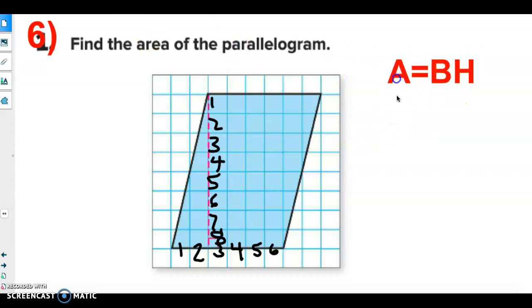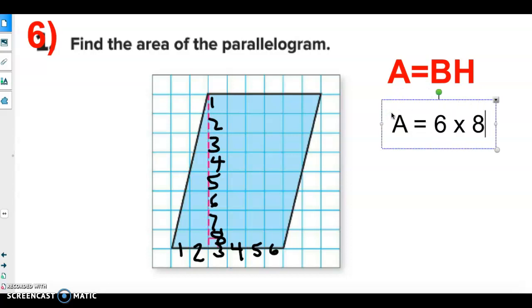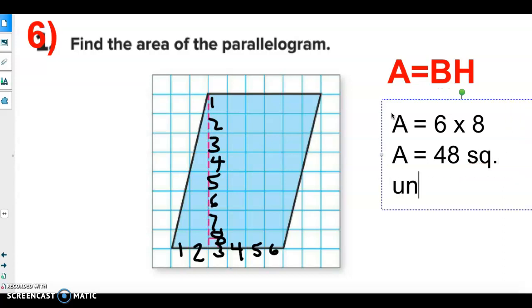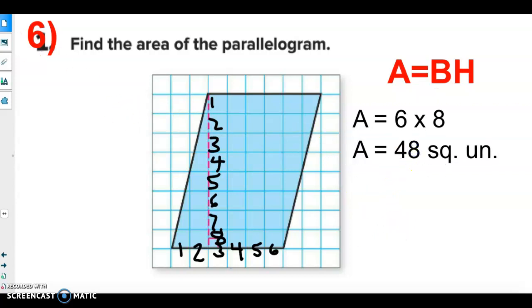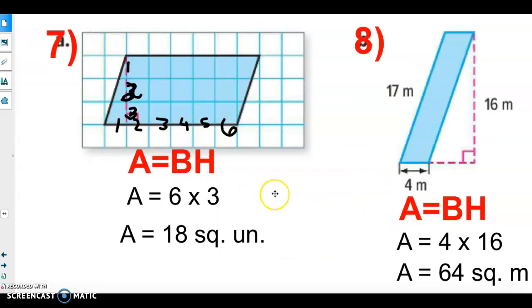So the area is base times height. That means A equals 6 times 8, which is the area equals 48 square units, because I don't know the units. It didn't tell me whether it's inches or centimeters. So when you don't know the units, you use UN for units. Okay? So I worked these out for you.